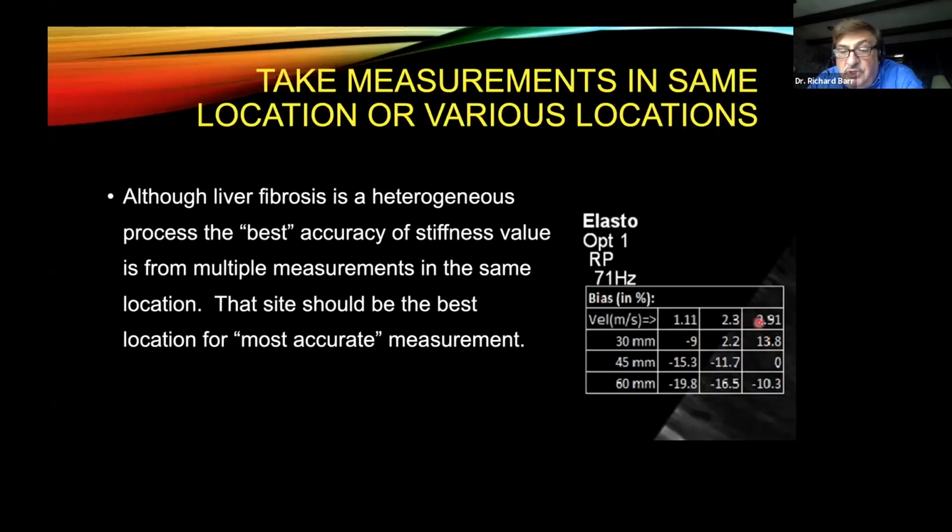So if we look at this box of 0, that's telling us at 2.9 meters per second at a 4.5 centimeter depth, this system actually got a perfect measurement. However, in the 1.1 centimeter stiffness, it underestimated it by 15%. And you'll notice that the measurements go almost up to 20%. And again, you'll notice the deeper we go, the more error in the measurements.